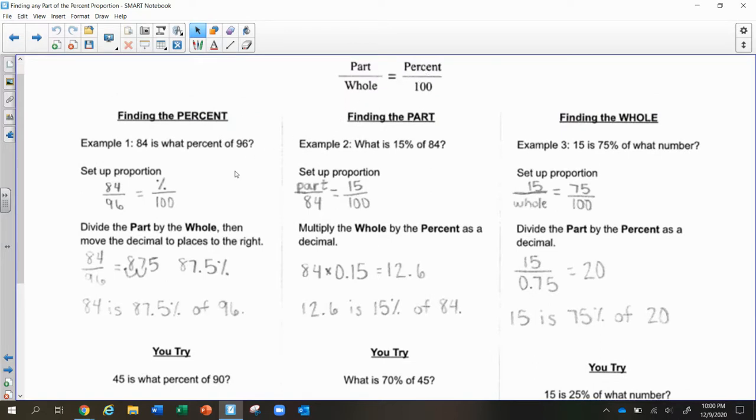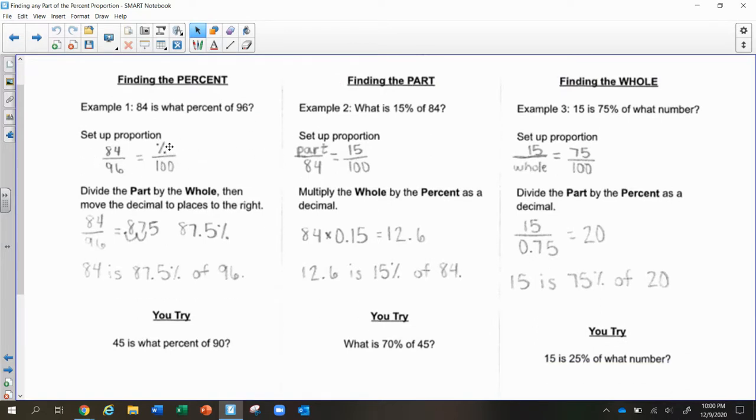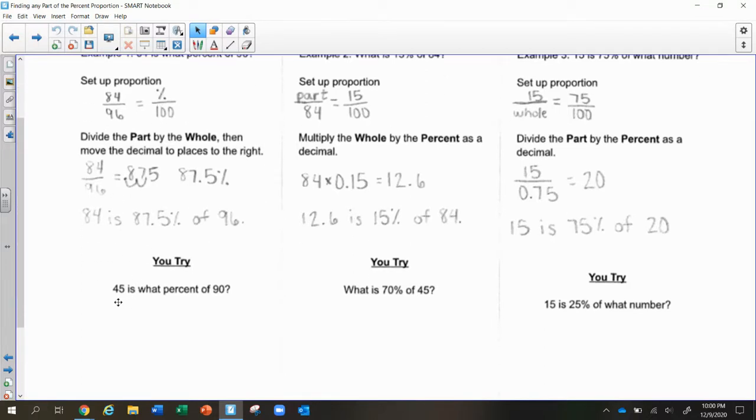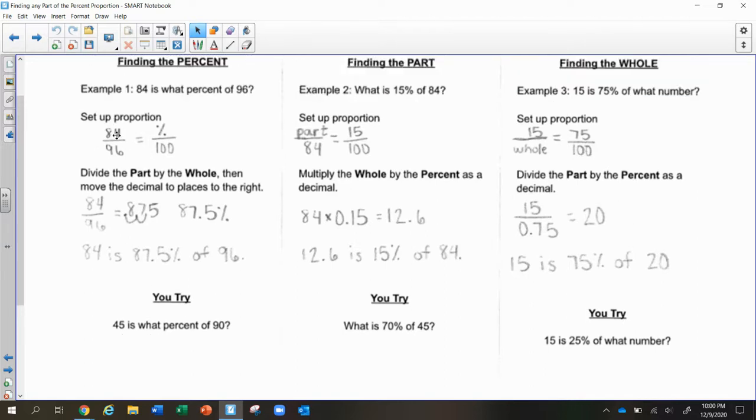So the percent is on the top of the 100. So a lot of people, what they did when they got down to this 45 is they put that this was 45%. And we're not saying it's 45% of 90. We're saying 45 is what percent of 90. So let's look at this example, and they are given the part and the whole. So 84 is what percent of 96? So 84 is the part, 96 is the whole.